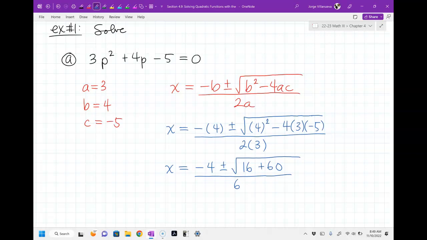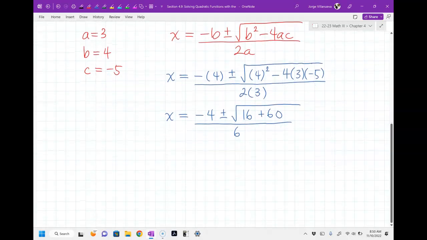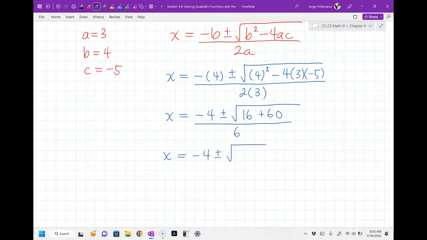Let me just give this a couple seconds here. I'm bringing out my phone so I can get my calculator. Because like I said, using a calculator is kind of nice to have. So I'm just checking something really quick. All right. So x is equal to negative 4 plus or minus the square root of 76 divided by 6.